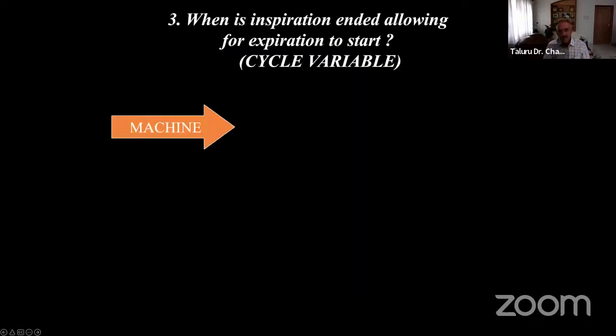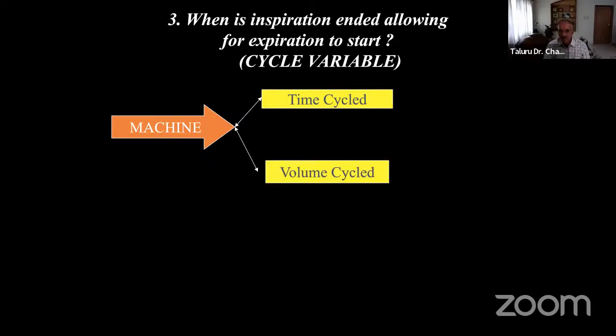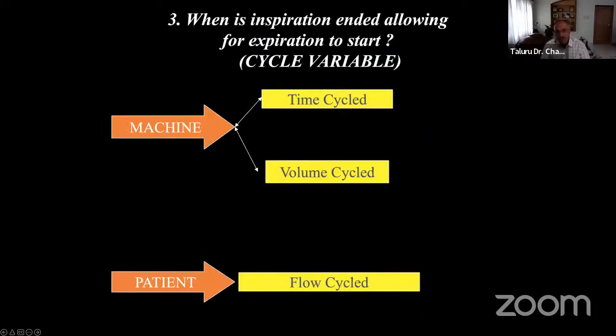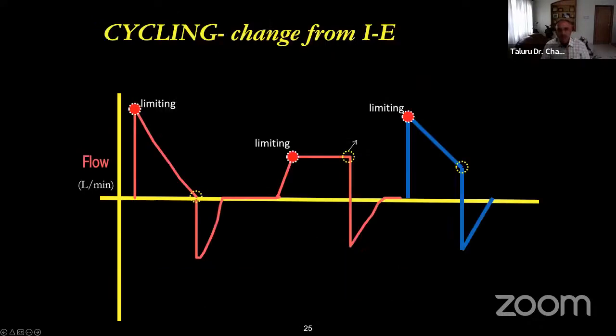Then cycling, limiting, I have already said, it is always by the ventilator. Cycling is by time cycling, volume cycling. Volume again is by the elapse of time only, inspiratory time. And then the patient is flow cycling. There is only one mode where the patient can cycle, and that is the pressure support mode. See, this is the limiting, this is the cycling.